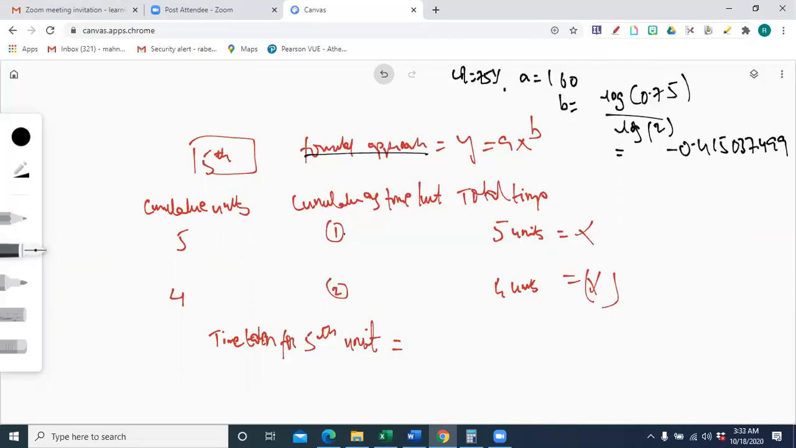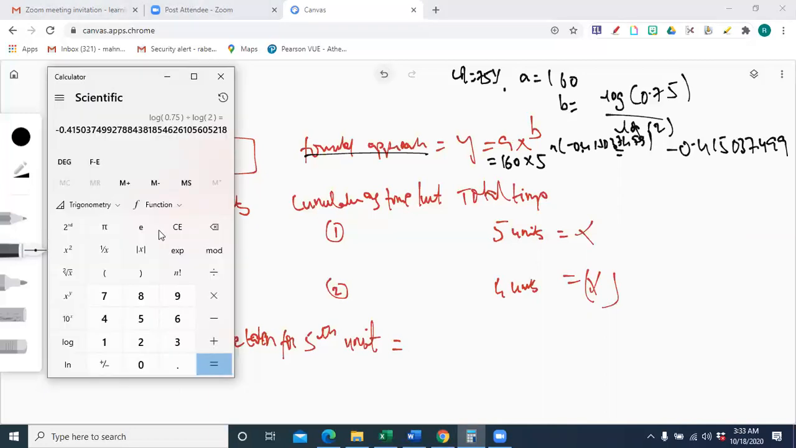Now, with the help of the formula approach, I need to calculate the cumulative average time per unit first for 5 units, by using this. So how am I going to do that? a is the time taken for the first unit, 160, into x, here 5 raised to the power of the learning index, minus 0.415037499. See how I do that in the calculator now.